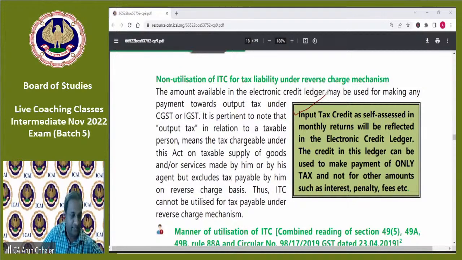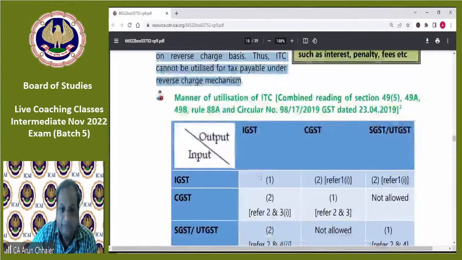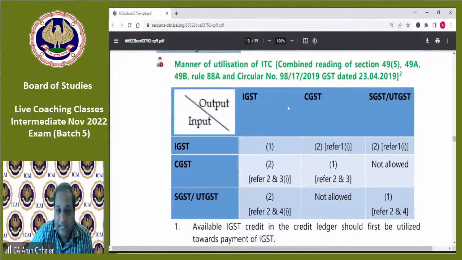Monthly return is GSTR-3B. Absolutely correct. So in my view, it has to be by any mode, RTGS. In case of RTGS, you can go and deposit the cheque. I think they are accepting through cheque. Manner of utilization of ITC: Circular 98 has given this table, and we have already discussed 49.5, 49A, 49B, Rule 88A and Circular 98.